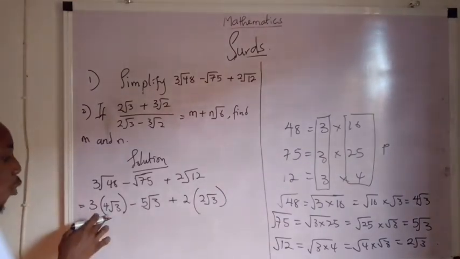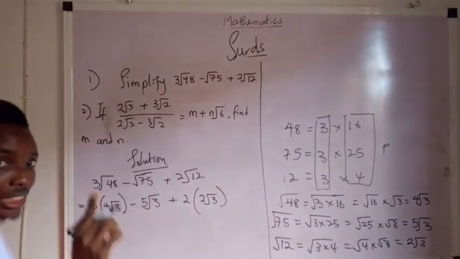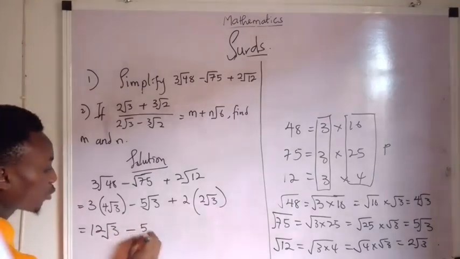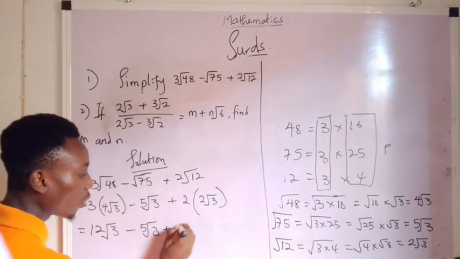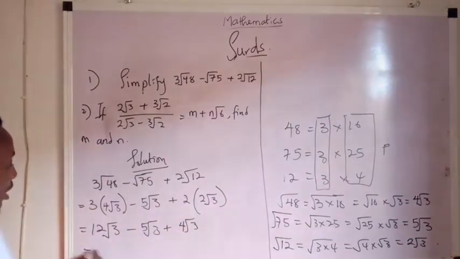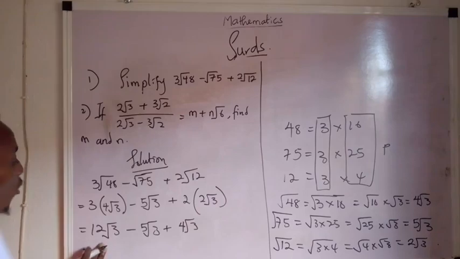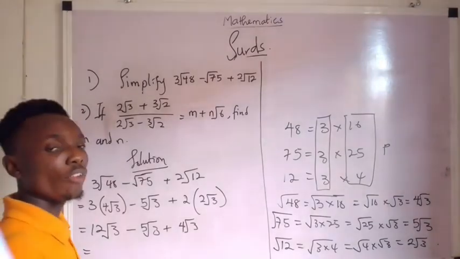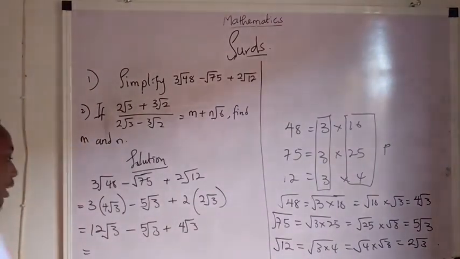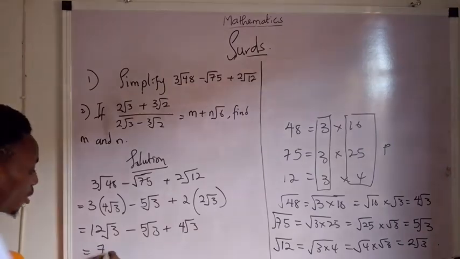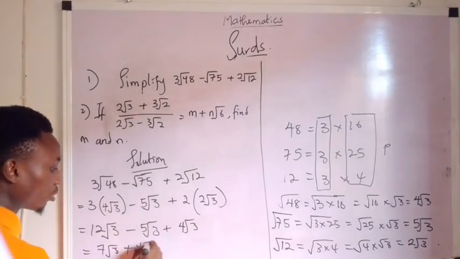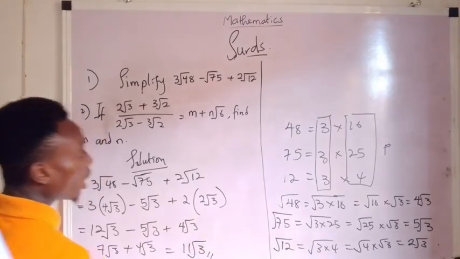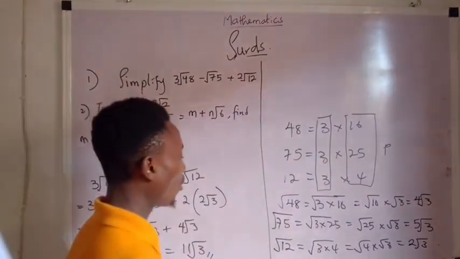3 will only multiply 4. It will not multiply root 3. Take note. So 3 times 4 is what? 12 root 3 minus 5 root 3 plus 4 root 3. This gives us what? 12 root 3 minus 5 root 3 would actually give us what? Now 12 minus 5 is what? 7. 7 root 3 plus 4 root 3, which actually equals to what? 7 plus 4 is what? 11 root 3. This is our answer for number 1.